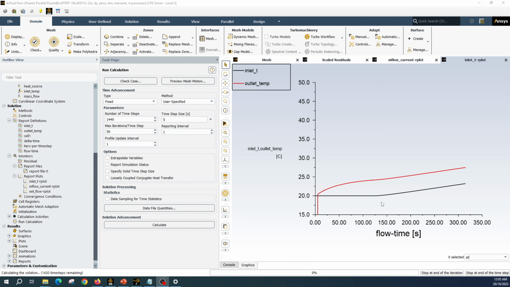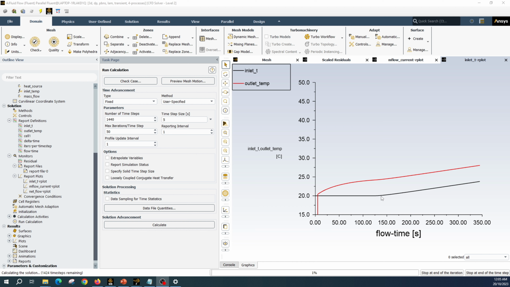A few things about these. First, you can see this outlet temperature is coming from way below. It is because at the first iteration the outlet temperature is taken as 0 Kelvin. At the very first iteration there was no temperature, so that's why it is starting from minus 273 degrees Celsius or 0 Kelvin. Then the outlet temperature is increasing over here, and you can see the inlet temperature was constant for some time. Then after this time it started increasing.